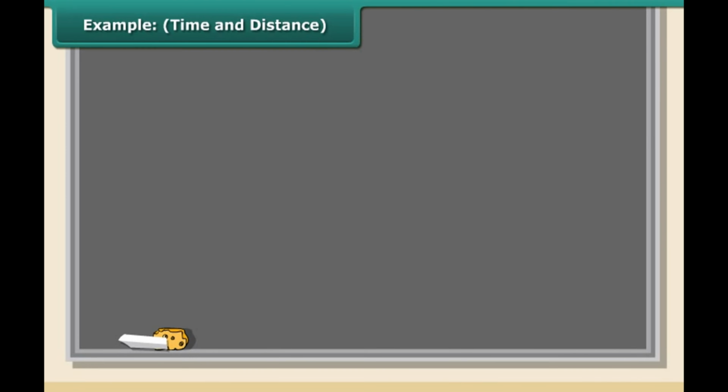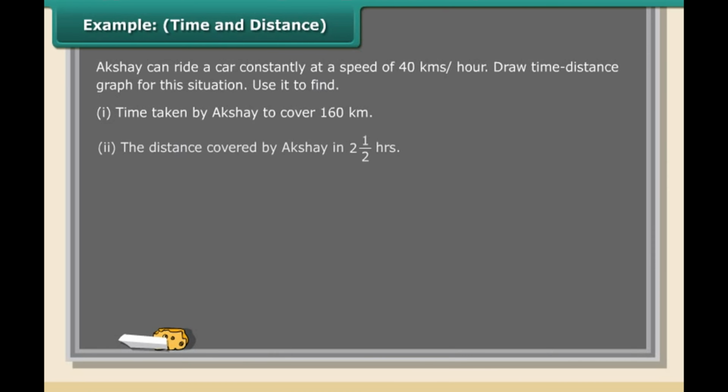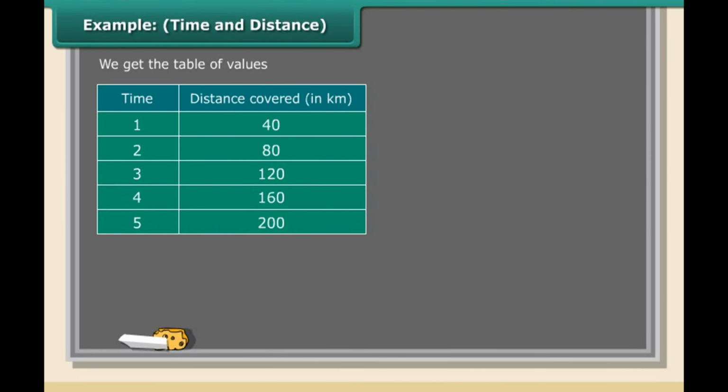Example: time and distance. Akshay can ride a car constantly at a speed of 40 km per hour. Draw a time-distance graph for this situation. Use it to find: 1. The time taken by Akshay to cover 160 km. 2. The distance covered by Akshay in 2.5 hours. We get the table of values.